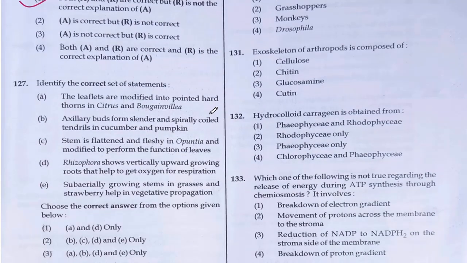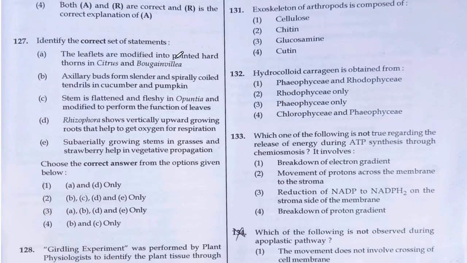Coming to question number 127. We need to identify the correct statement. Option A: the leaflets are modified into pointed hard thorns in citrus and bougainvillea. This is not correct. Coming to option B, axillary buds form slender and spirally coiled tendrils in cucumber and pumpkin. This one is correct.